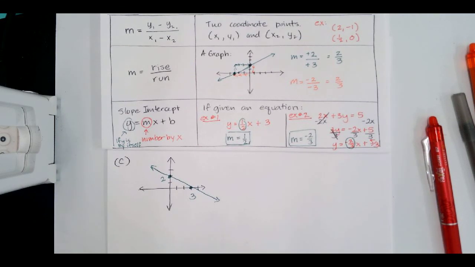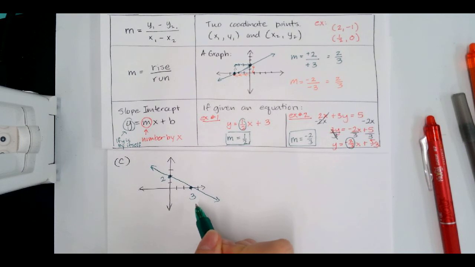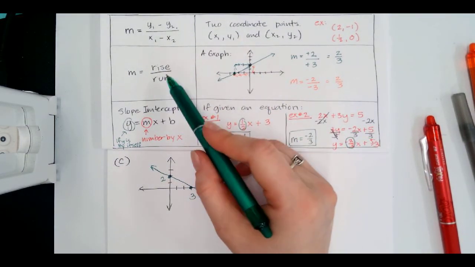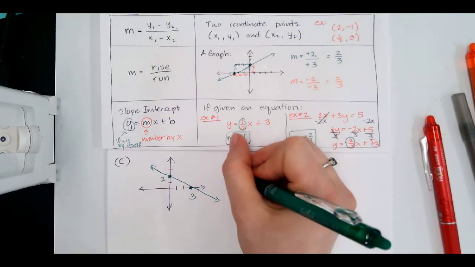All right. So let's see. How would I find the slope? Well, what am I given? I'm given a graph. So what method should I use? Let's see. If I'm given a graph, the best method is rise over run. Okay, so let's use that method.